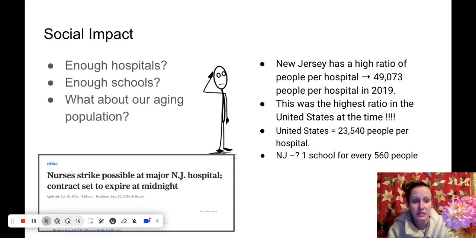To the left is a newspaper headline from just earlier this month, October 1st of 2024, that talks about a possible nurses strike that was bound to happen or could have happened in New Jersey. So think about this: if we have that, so many people per hospital, when you go to a hospital, there's a good chance that it's crowded. You may have to wait in the ER. Like, why is it going to take so long to schedule a surgery?